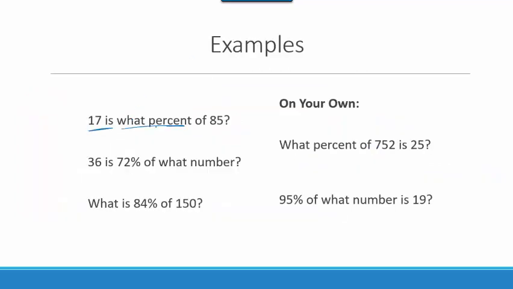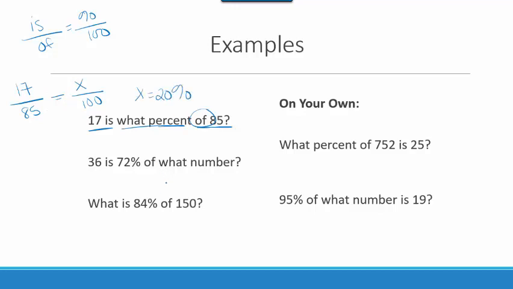17 is what percent of 85? So these little short problems here, you can use that shortcut, which is over of equals the percent over 100. So you're given the is, so that's your numerator. You don't know the percentage, so in your proportion, this would be x. But you do know the of, so it says of 85. So that means 85 goes at the bottom. Once you get that set up, it's a matter of cross multiplying. So 17 times 100 divided by 85. So this gives you x is equal to 20. And since it's a percent, we'll put 20%.